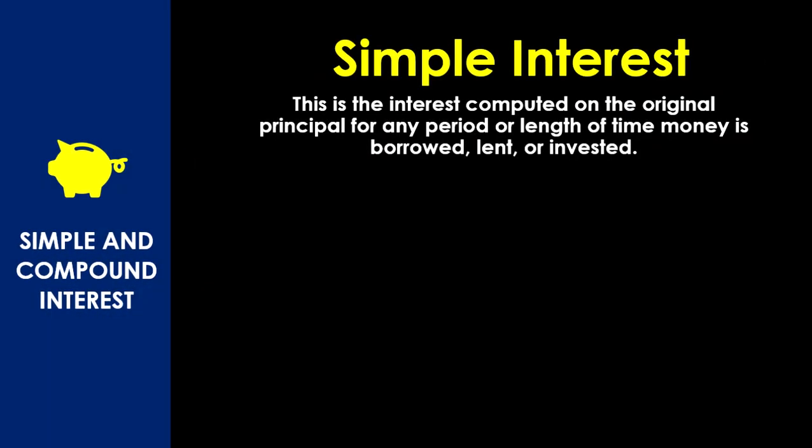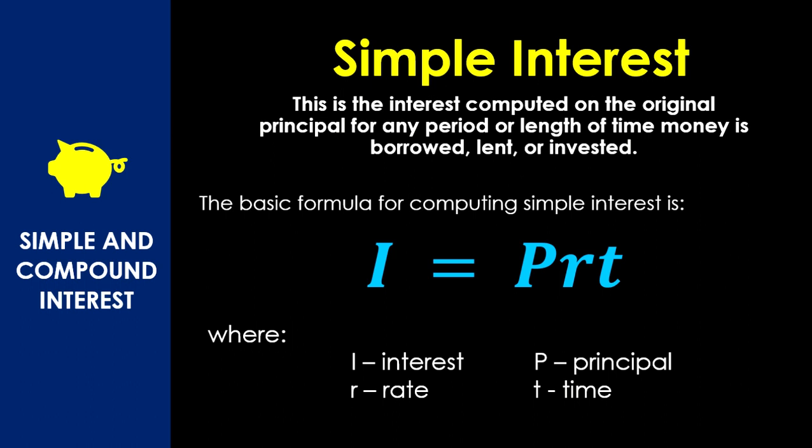The simple interest is computed on the original principal for any period or length of time money is borrowed, lent, or invested. If you will remember, the formula for the simple interest here is I = P times R times T, where I is the interest, P is the principal, R is the rate, and T is for the time. Remember that we're going to discuss here the simple annual interest. So our time here is annual. Our consideration here is simple annual interest.